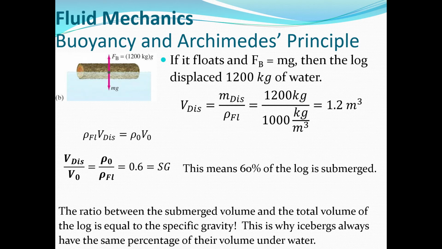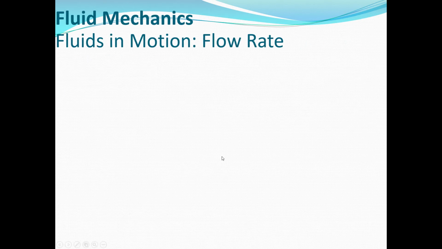I'm going to look it up right now to figure out what the actual specific gravity of ice is. Yeah, so ice has a specific gravity of 0.92, which means that ice will always have 92% of its volume submerged under the water. So icebergs always have about 92% of their volume under the water. All right? I was close before when I said 80 to 90.